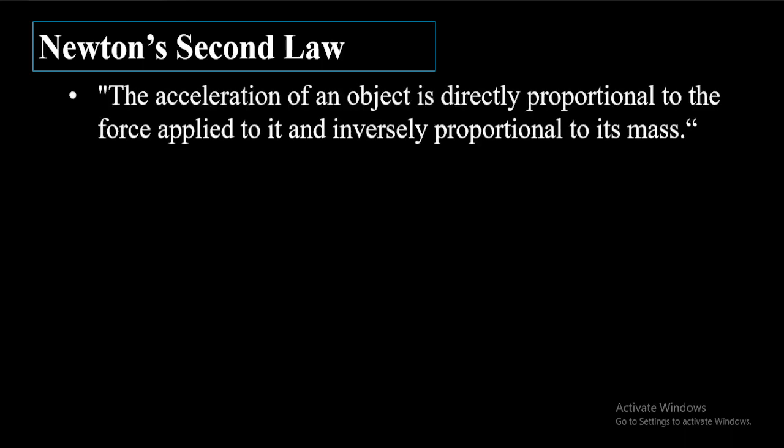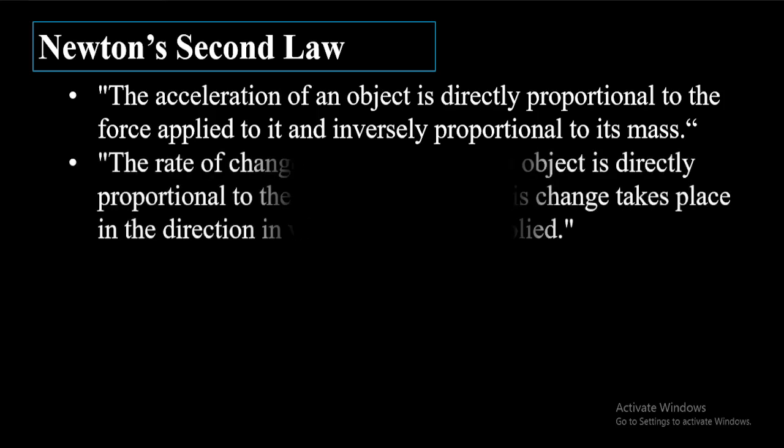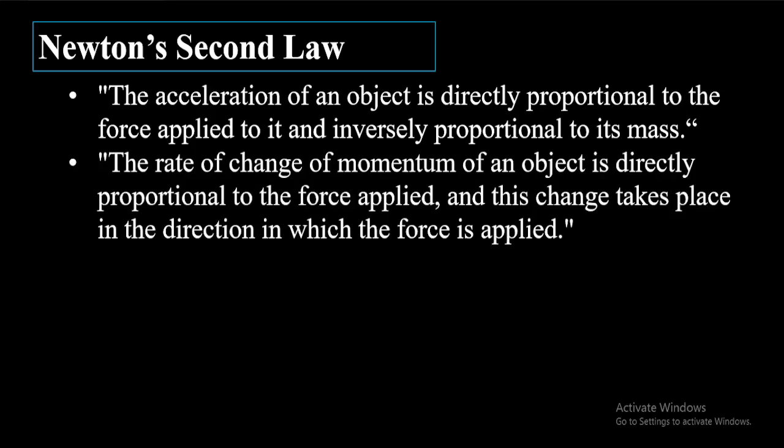Newton's second law of motion states that the acceleration of an object is directly proportional to the force applied to it and inversely proportional to its mass. The original statement of this law is based on the concept of momentum. It states that the rate of change of momentum of an object is directly proportional to the force applied, and this change takes place in the direction in which the force is applied.